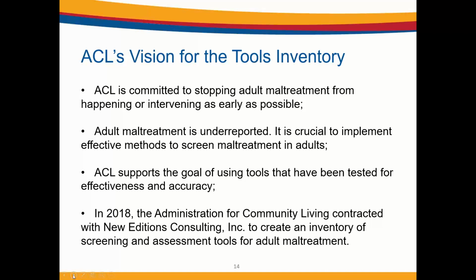So implementing effective methods to detect maltreatment, so to screen, and to identify risk factors for maltreatment is of critical importance, and not just within adult protective services, but screening and assessment for maltreatment should occur on the broadest level possible. And moreover, when screening and assessing for adult maltreatment, the tools one uses should be tools that have been tested for effectiveness and demonstrated to yield accurate results. We don't want to have too many false positives, as people will stop using the tools.